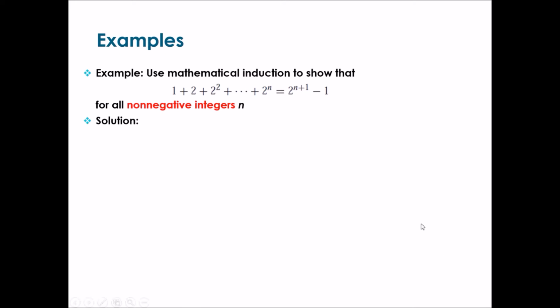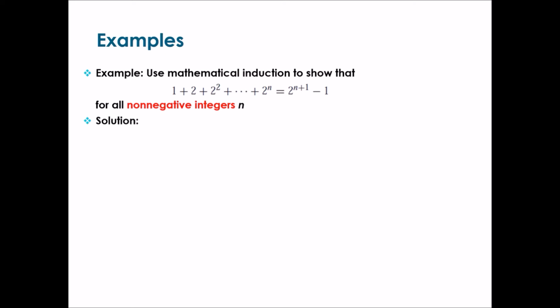Alright, now let's do another example. In this question, we need to prove that 1 plus 2 plus 2 squared and so on up to 2 to the power n is equal to 2 to the power n plus 1 minus 1 for all non-negative integers n. For all non-negative integers n means that the lowest integer for this result would be 0, which satisfies this equation. So our basis step will start from 0, P(0).